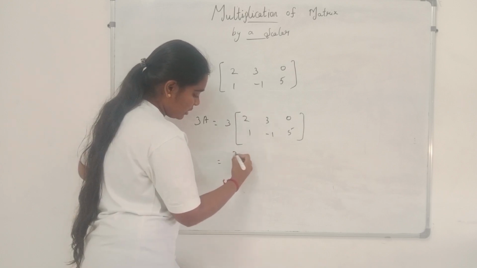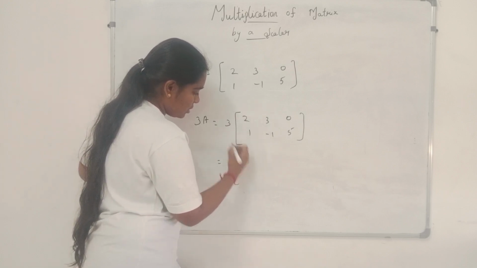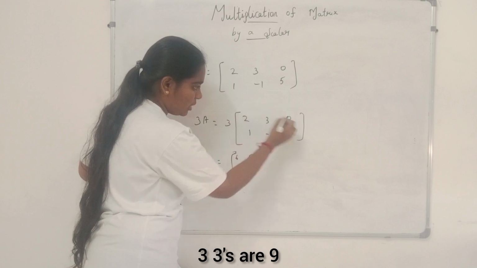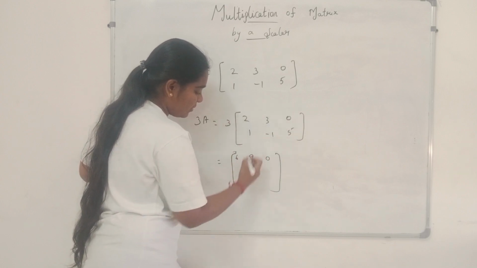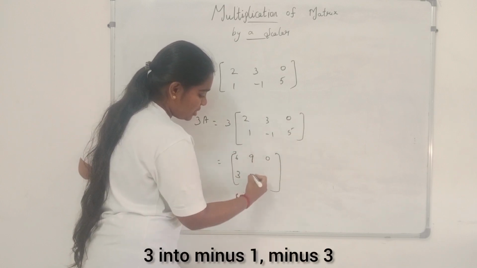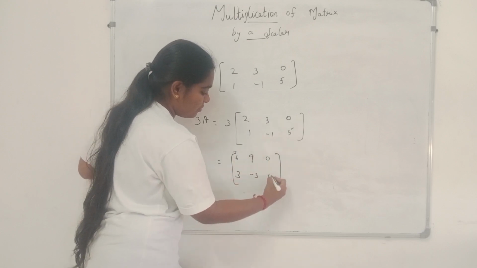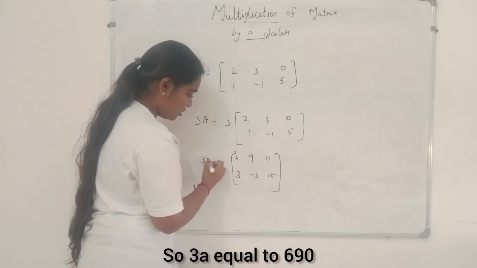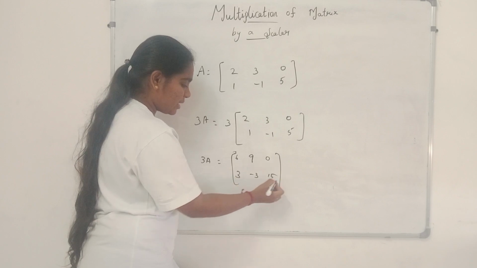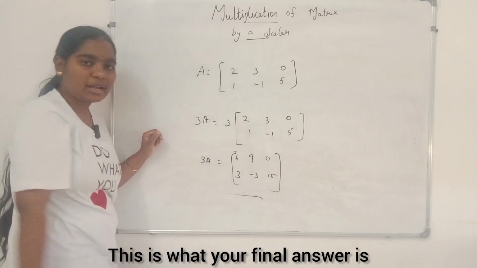3 2s are 6. 3 3s are 9. 3 into 0, 0. 3 1s are 3. 3 into minus 1, minus 3. 3 into 5, 15. So 3A equals 6, 9, 0; 3, minus 3, 15. This is what your final answer is.